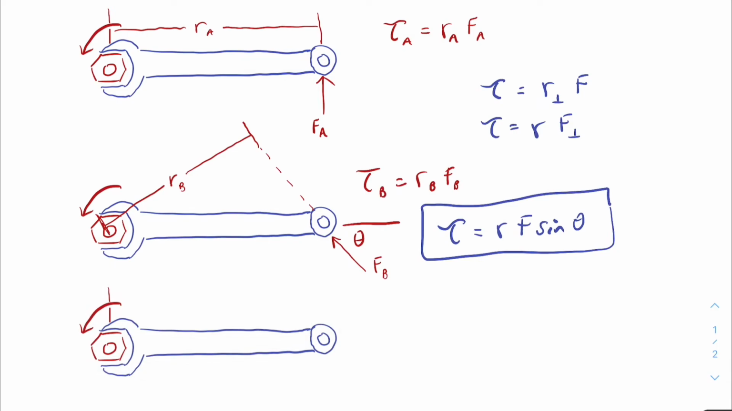Now let's consider a third example. Let's suppose that the force is not applied at the end of the wrench, but in the middle of the wrench. We'll call this force C. This means that radius C will be half as much as radius A from the first example. And the torque formula shows us that even if force C is equal to force A, the total amount of applied torque will be half as much.